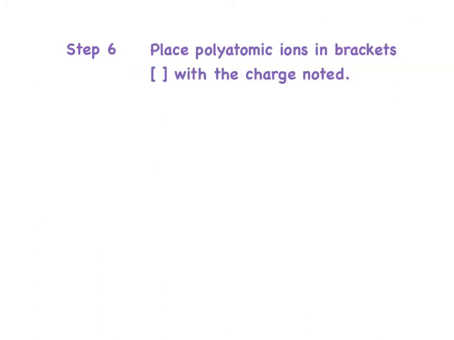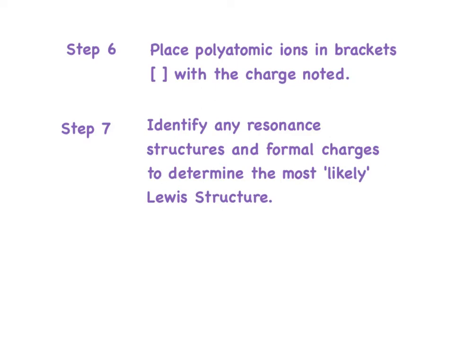And we have a couple more steps to keep in mind. If you're writing a Lewis structure for a polyatomic ion, make sure to put the structure in brackets and then note the charge outside the brackets. And finally, check to see if there are any resonance structures that you can draw and look at formal charges on the atoms to determine which is the most relevant Lewis structure of them.